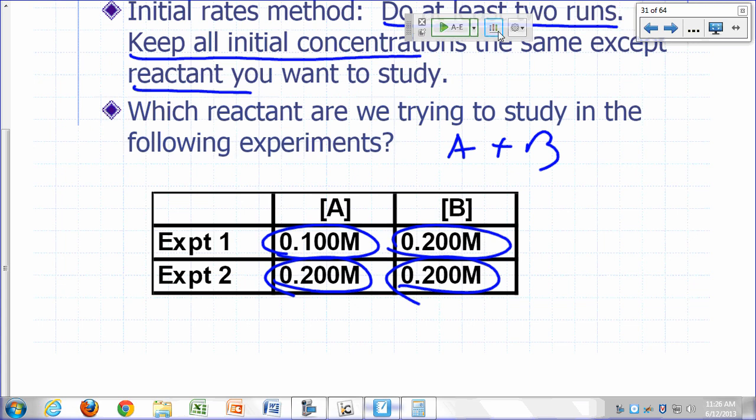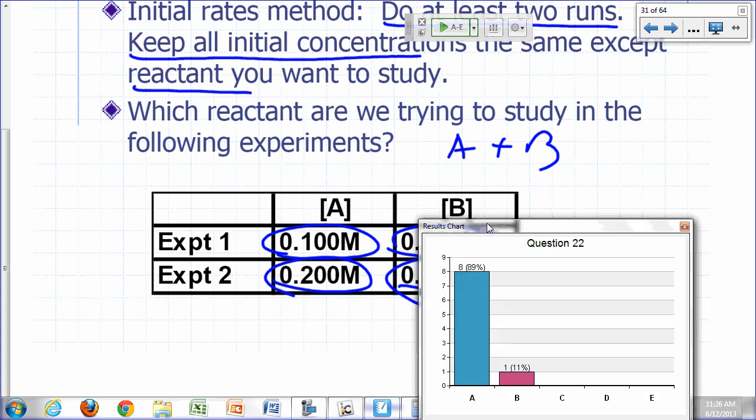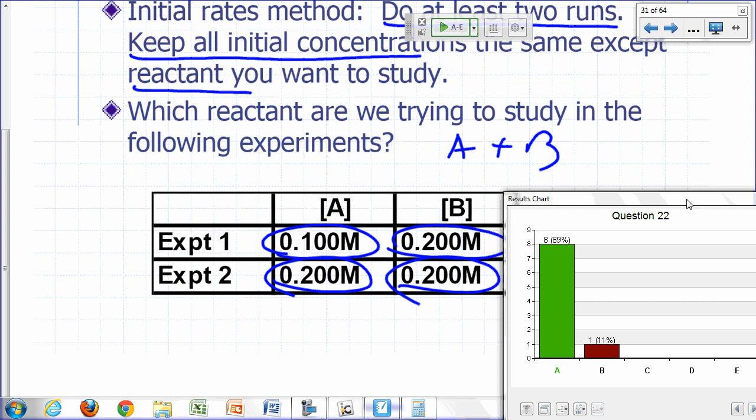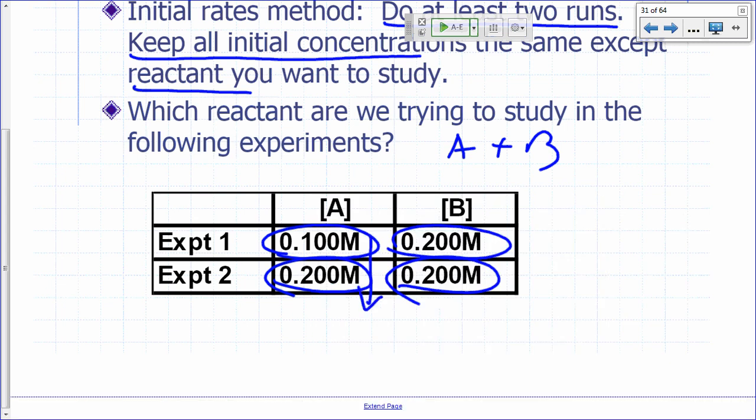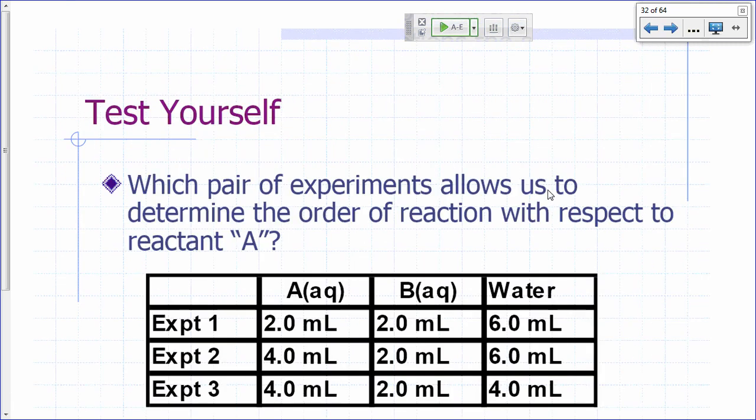So what am I trying to study here? I'm trying to see what the effect of A would be, right? What happens if I double my A from 0.1 to 0.2? But for me to know that, I have to make sure everything else is constant. So that means I have to run this reaction at the same temperature, and I have to maintain the initial concentration of B in both runs. So that's how you design experiments using the initial rate method.